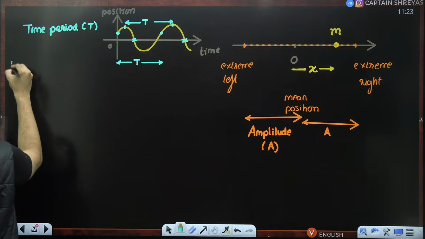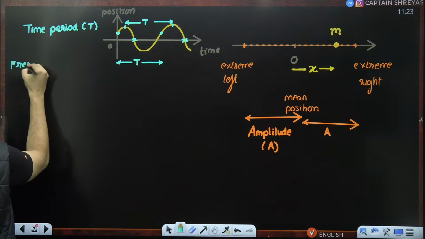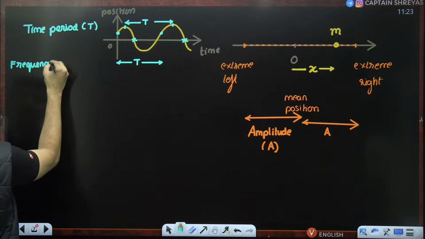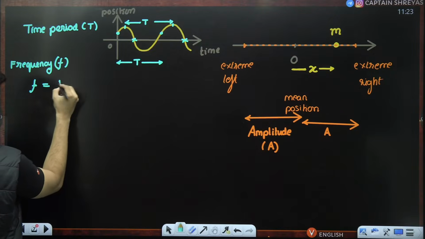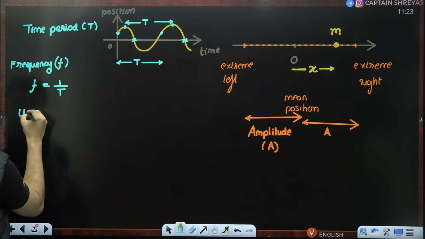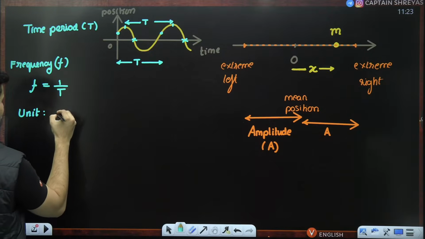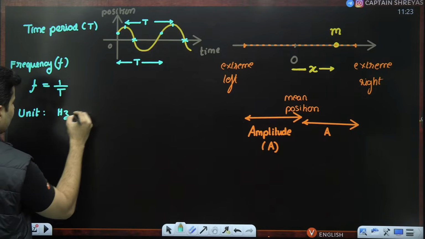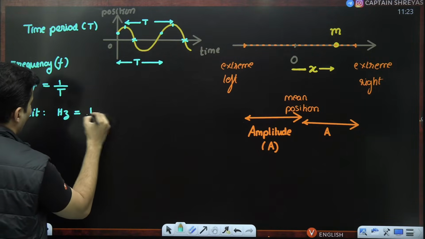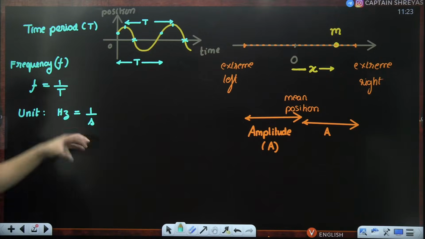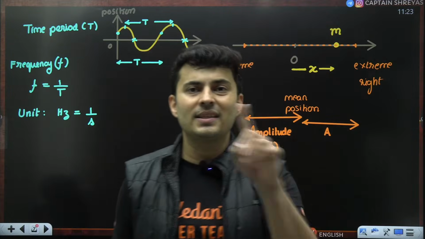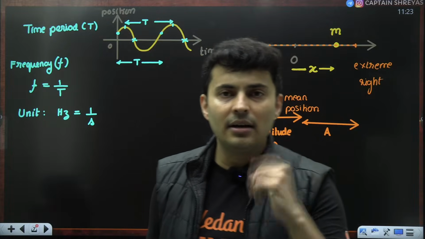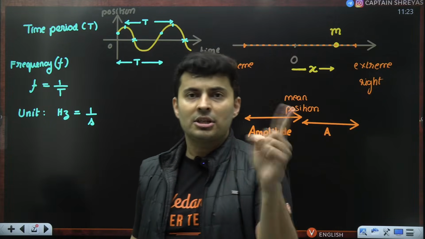Then you also have the term called frequency. How frequent it is, frequency f, that frequency is 1 by time period. The unit of frequency is basically hertz, which is nothing but 1 by a second, second inverse. 1 hertz means you are completing 1 oscillation in 1 second. 10 hertz means you are completing 10 oscillations in 1 second.